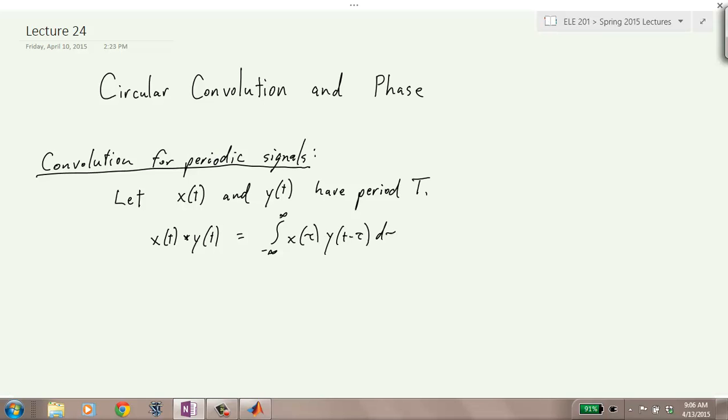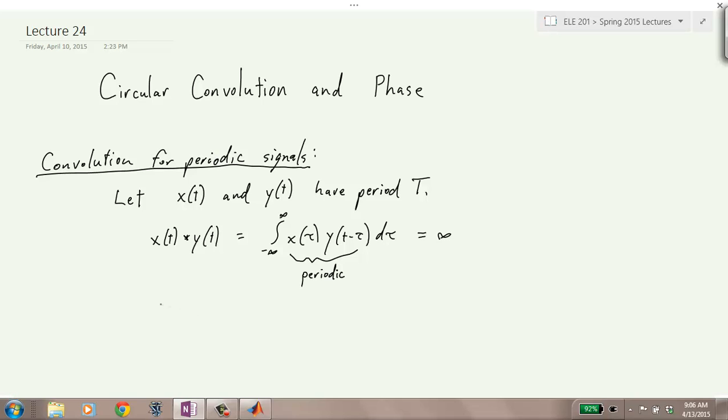What's wrong with this? Why do I say it's not meaningful? It's going to be infinite, because this thing in here is still going to be periodic. So you're going to have an integral from negative infinity to infinity of a periodic function. That's going to be infinite, or 0 or something. It's not going to be very interesting. It's not going to be a function of t.